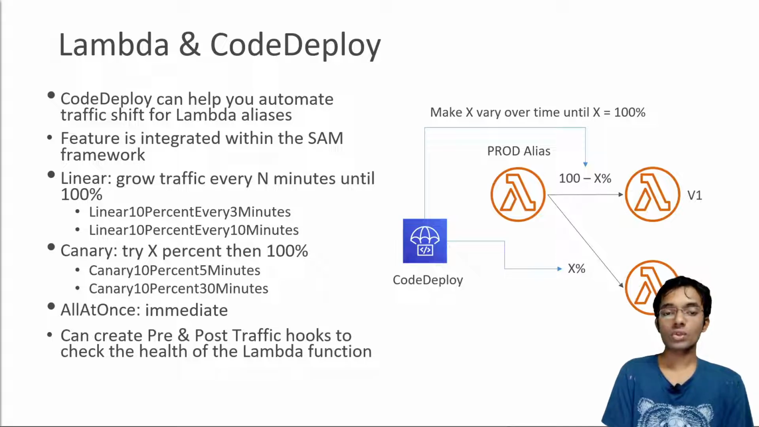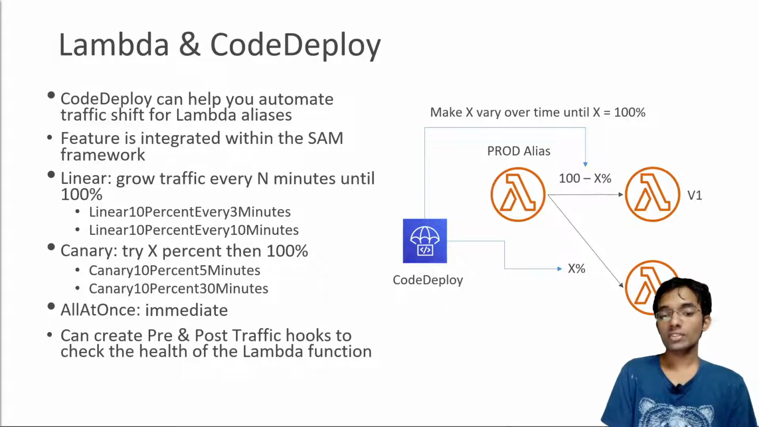So at first you have 100% on v1 and 0% on v2, and you want to start introducing minus x on v1 and plus x on v2 to shift the percentage slowly and gradually. So CodeDeploy will be helping you, and it will make the little x in my diagram vary over time until x becomes 100%. Okay, that's a good thing. And so when it's 100%, then if you do the math, 100 minus 100 will be v1 equals 0%, so no traffic on v1, and v2 will have 100% of the traffic.